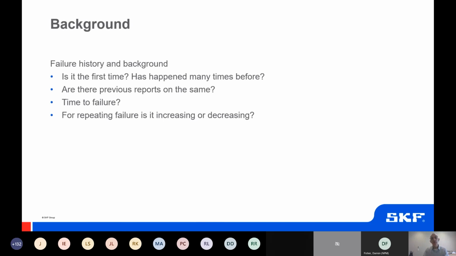If this is a repeating failure, what is the failure rate, or you can say the mean time between failures? Is it increasing, decreasing? Is there any connection with any other operational parameters or conditions that you can link to?